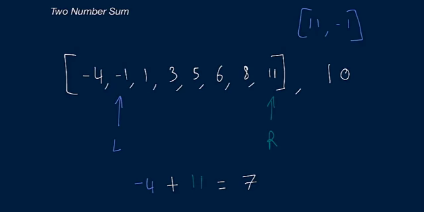And so if we move the left pointer to the right, then we get this -1. And so we can update our sum to be -1 plus 11 equals 10. And now we have our actual answer, because 10 is equal to 10.